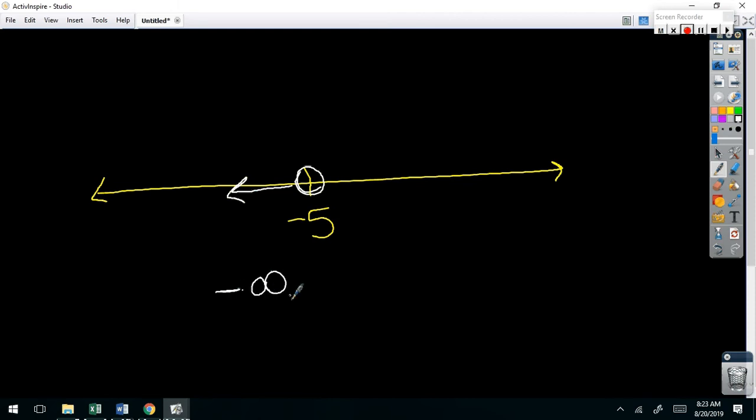Negative infinity, parenthesis or bracket? I said parenthesis on the infinity. And then it goes up to what? -5. Bracket or parenthesis? Why? It's not colored in. It doesn't include -5, so it's a parenthesis. Are y'all with me so far? Always smallest first, up to biggest. Okay. Everybody okay on that?